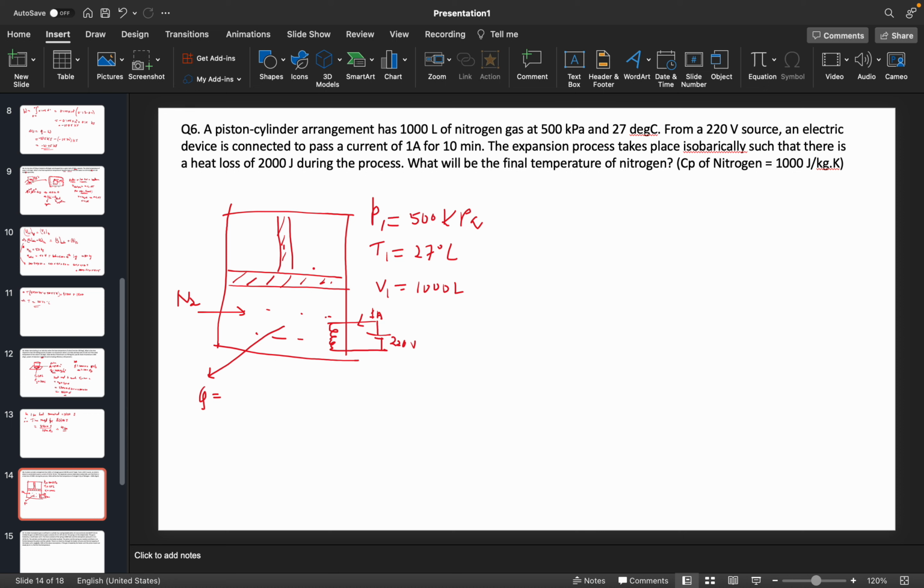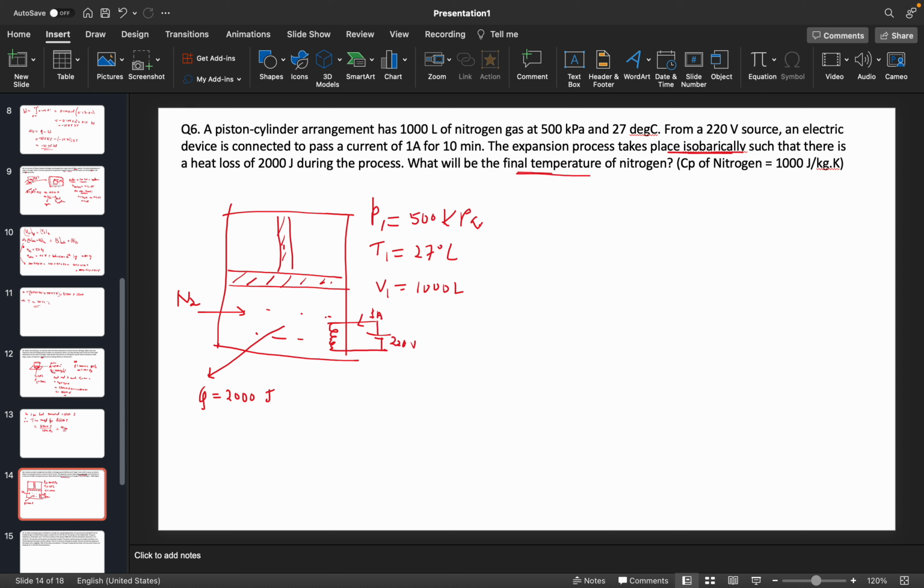If you heat this up, it will increase the internal energy of the system, and that increase in internal energy causes expansion. This expansion takes place isobarically, that means the pressure remains constant. So there will be expansion as well as a rise in the internal energy, and also a loss of heat to the surrounding. And what is the loss of heat? It is 2000 joule.